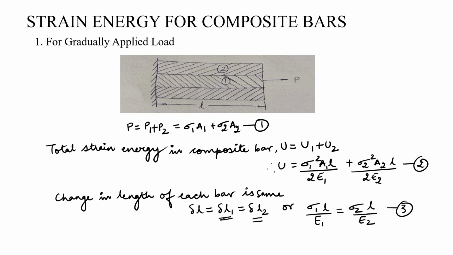Now let's talk about the last part in this, that is the work done by gradually applied load. The work done by gradually applied load will be equal to the total strain energy stored in the composite bar, because however much work is done on the body will be converted into energy and stored in the bar. So I can write here it is equal to the total strain energy in the composite bar.